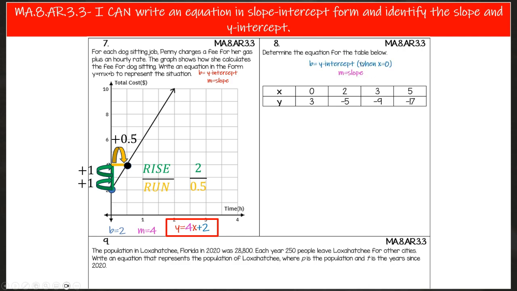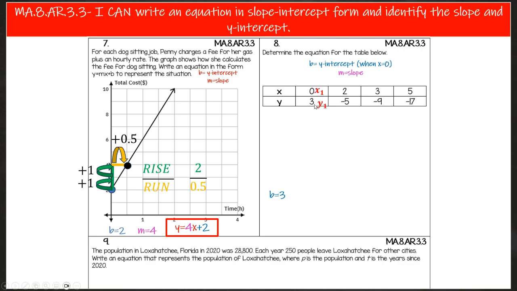All right, our y-intercept. So we need to determine the equation for the table below. So when we're writing an equation for this table, we're first going to look for our y-intercept, and that's when our x is equal to 0. So when our x is equal to 0, our y value is 3. So our y-intercept is 3.